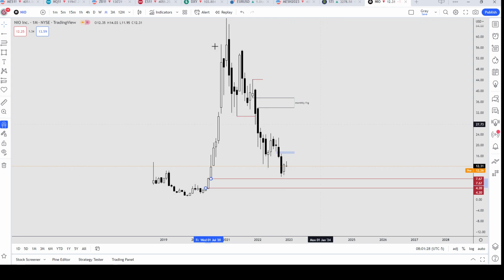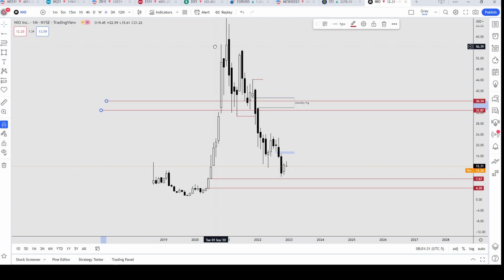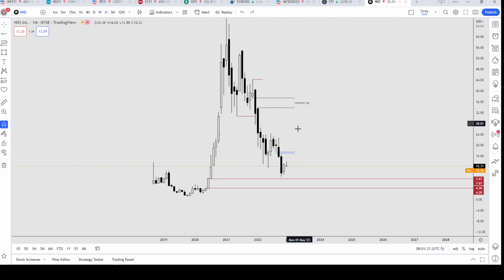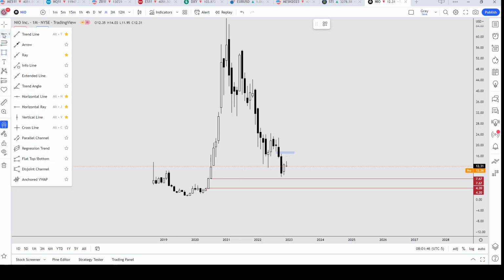Okay, I'll just remove this. Ooh, what just happened? I'll just remove this. These are old drawings, and this fair value gap here.